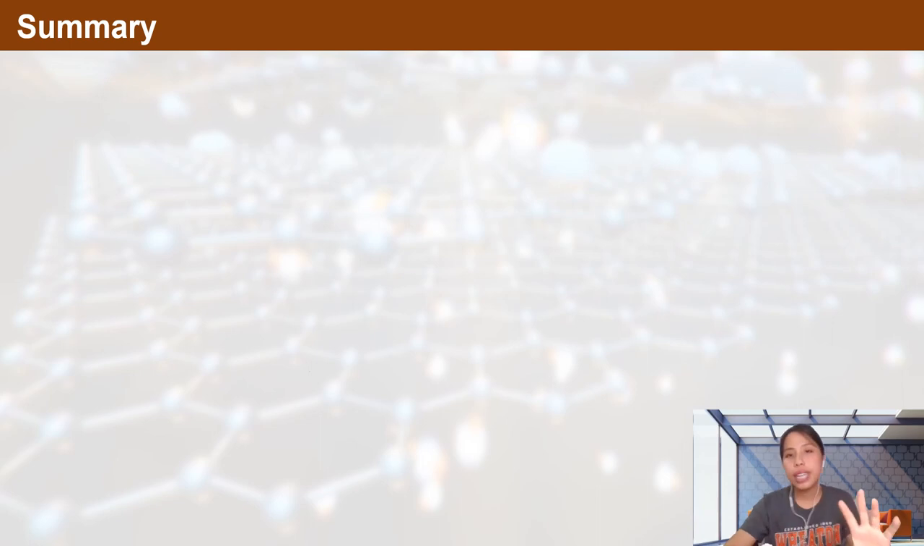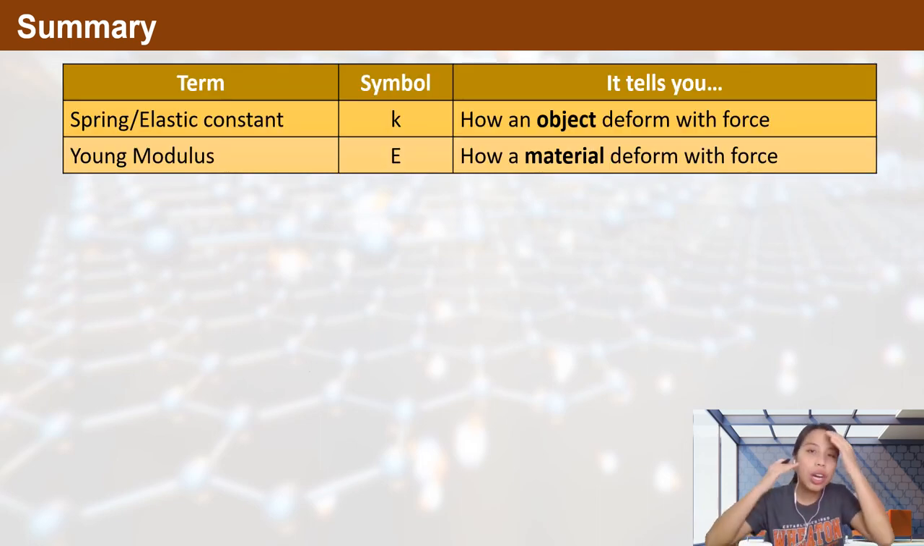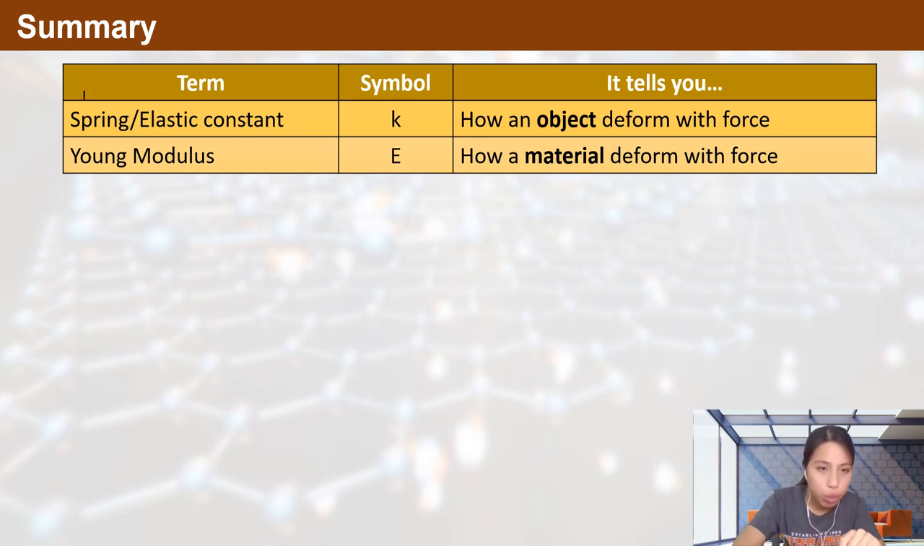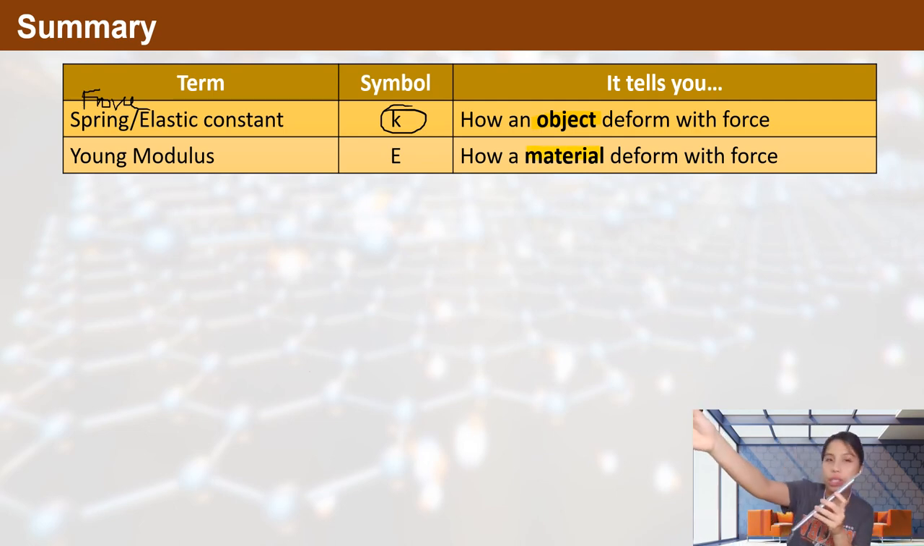Here's a summary of all we've looked at today. Firstly, we upgraded our knowledge on the spring constant. We also call it the spring elastic constant, also force constant, K. K is the stiffness of a particular object. So this spring has a certain K. Another spring has another K. But it will tell you about how your object will deform with force. But now we have upgraded with the Young's modulus. We can look at materials. If it's a metal spring here and a metal spring of a different shape, it will still have the same Young's modulus because it's metal. So for Young's modulus, we use the letter E, and that's how we measure stiffness.